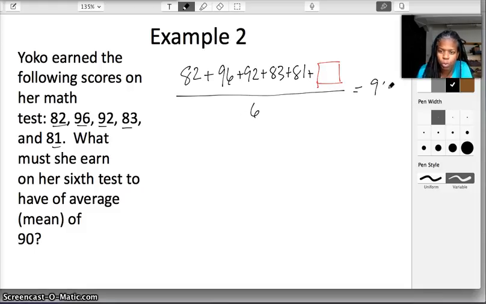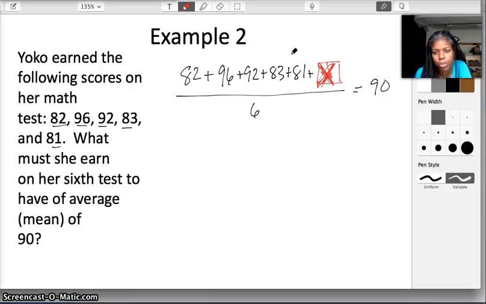Then she wants it to equal 90. So what I'm actually trying to figure out is what this number is, and how can I do that? In a sense, this is just an X value, right? And what we need to do is undo all the things that we can do to get X alone, because that's how we solve all problems.